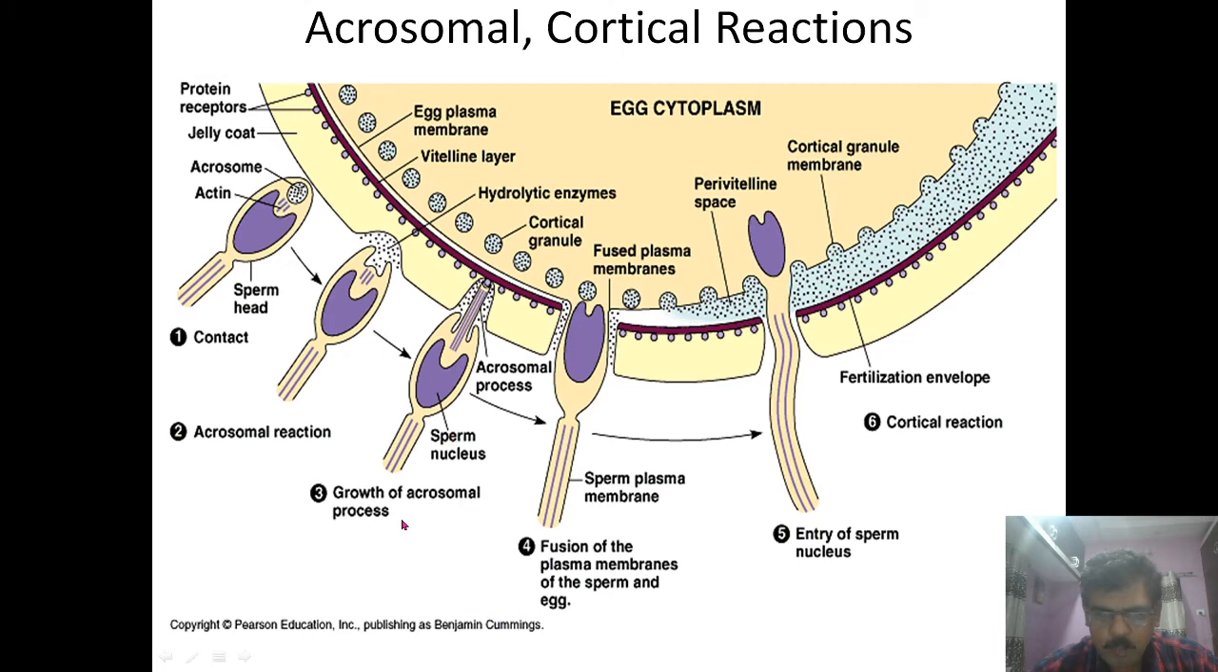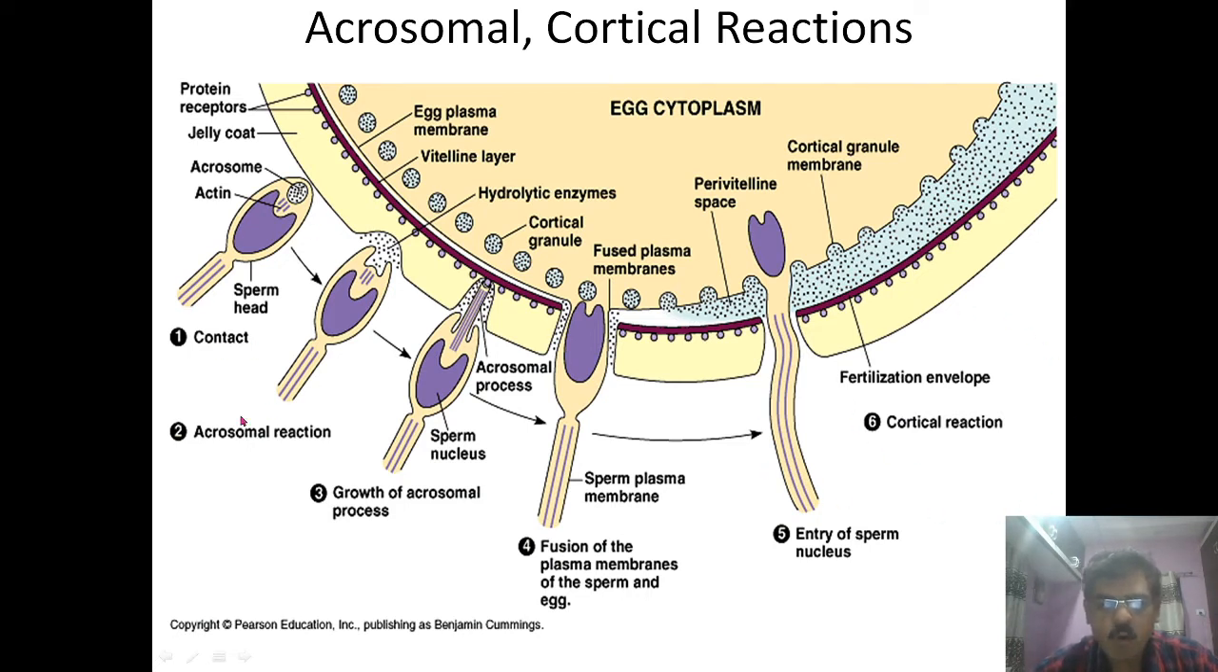Next to that, the growth of the acrosomal process, and due to that, there is an entry of the nucleus or the male pronucleus. This acrosomal process of the male gamete gets fused with the plasma membrane, and then all its content is released inside the ooplasm. As soon as it gets entry, these cortical granules rupture and form a membrane, and that membrane is called the fertilization membrane. The process is called the cortical reaction.